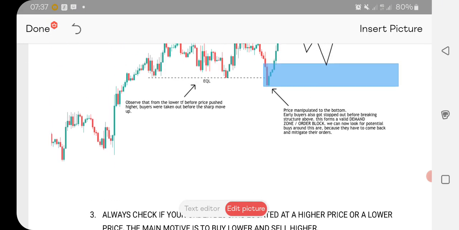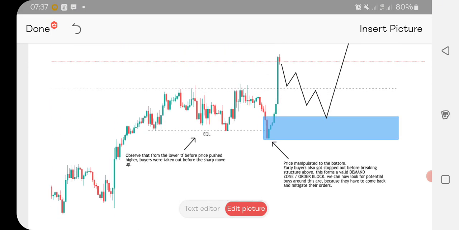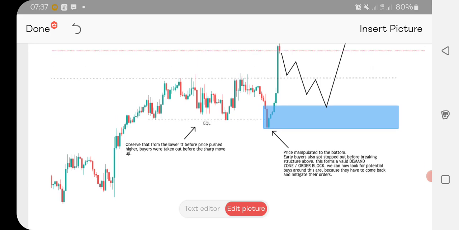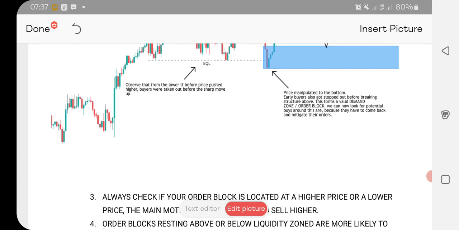Number 3, the third point to understand. I think the chart can be read well here. Observe from the lower time frame, before price pushed up, price manipulated to the bottom. As you can see here, there are explanations on this chart, so I don't think I have to use arrows and show people. You can just stop your video, check well and read well, and then you can get the knowledge.